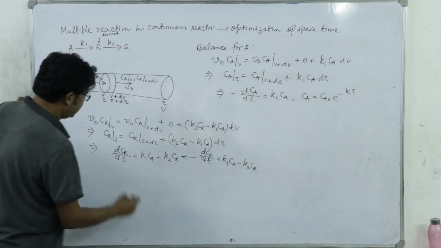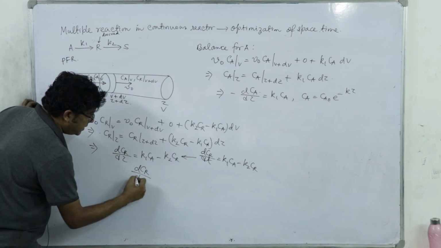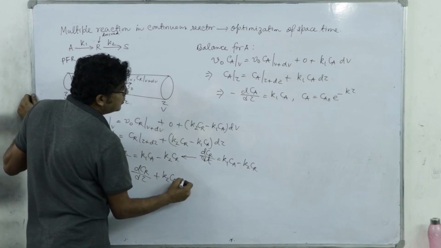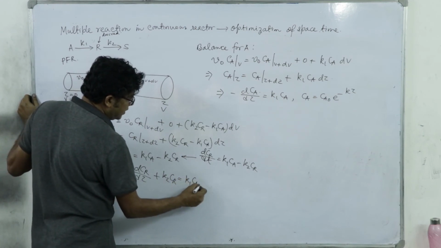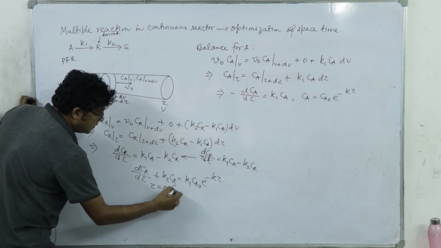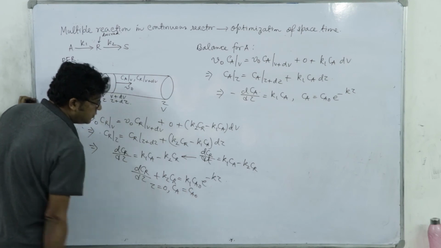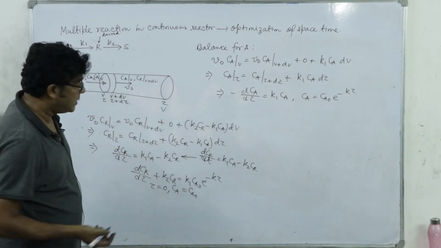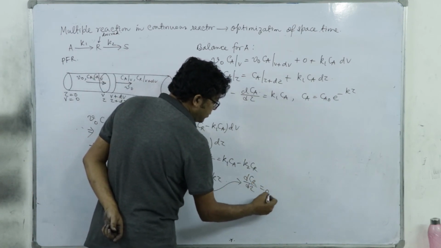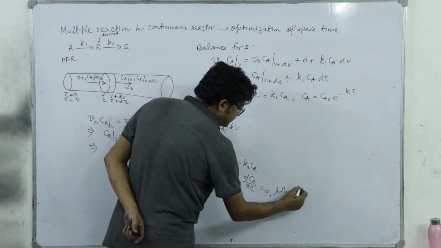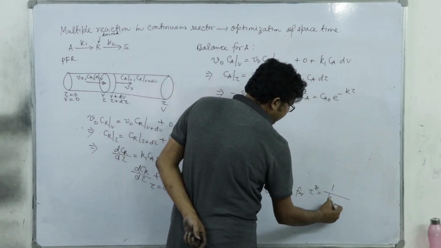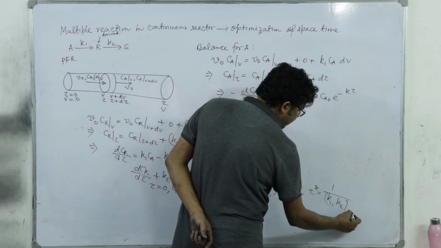So if I substitute it back, dCr d tau plus K2 Cr is equal to K1 into Ca naught into e to the power minus k tau, and we solve it with an initial condition, that tau equal to 0, Ca equal to Ca naught, right, and from there we can get this dCr d tau set equal to 0 and solve for tau optimum, which will be coming to be 1 divided by K1 K2 log mean.